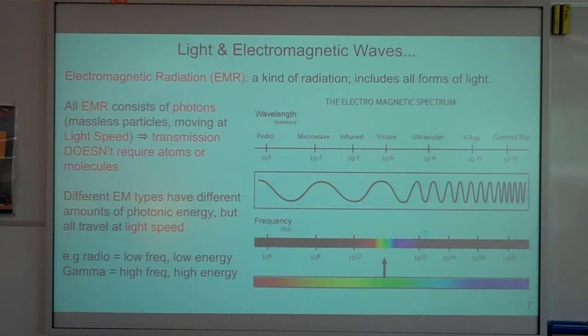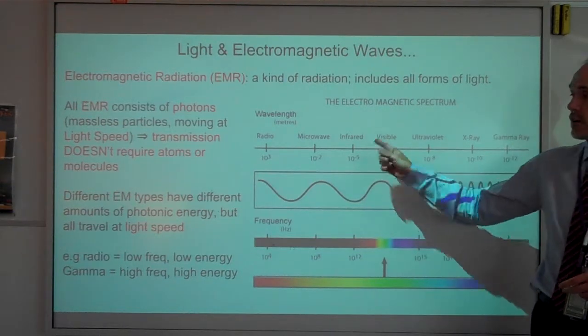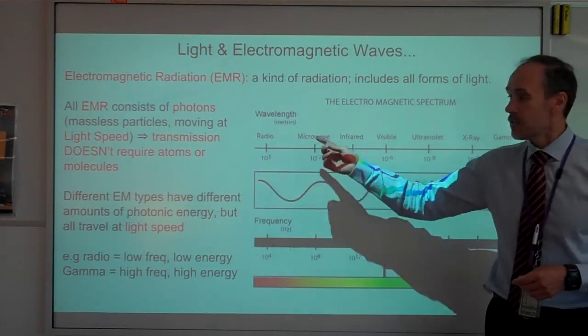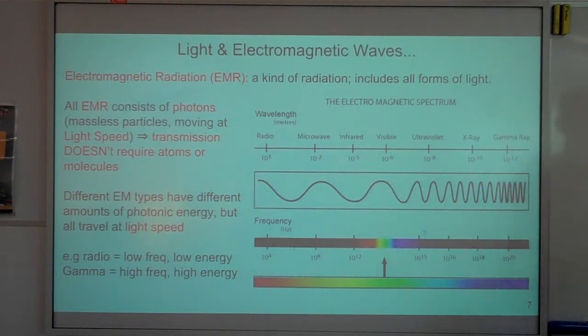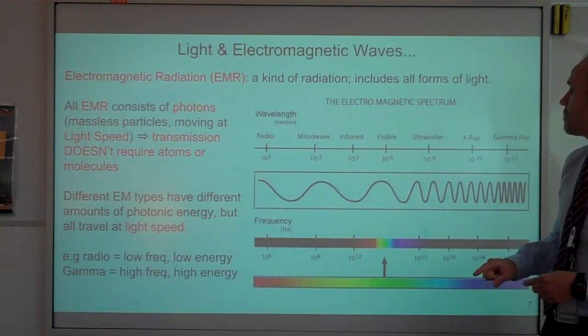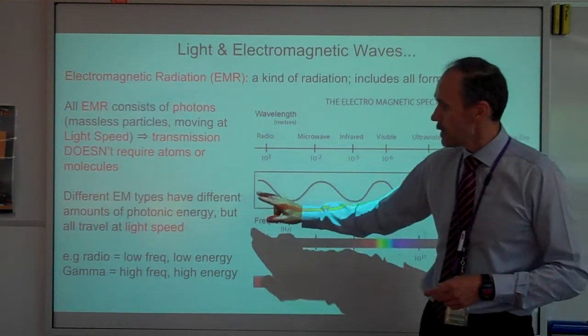So, how fast does visible light move from the sun? 300 million metres per second. How fast does infrared heat from the sun travel? 300 million metres per second. Radio waves from the sun? 300 million metres per second, because the sun emits all of those. These are all forms of light, and they all travel at light speed.